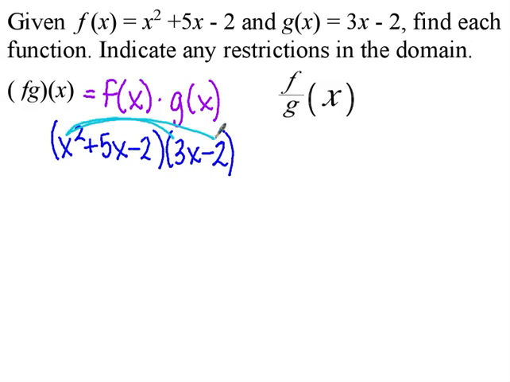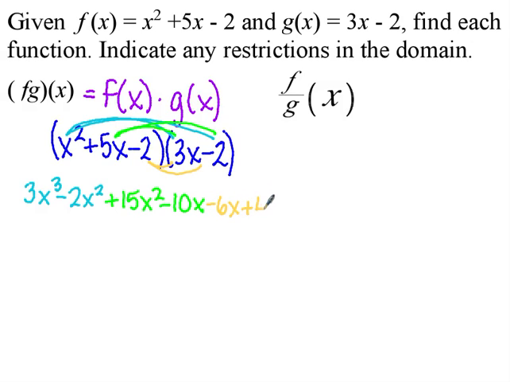So what do I get first? 3x cubed minus 2x squared. Now what I'm going to do is distribute this term. And I get 15x squared minus 10x. And then if I distribute the negative 2, I get negative 6x plus 4.